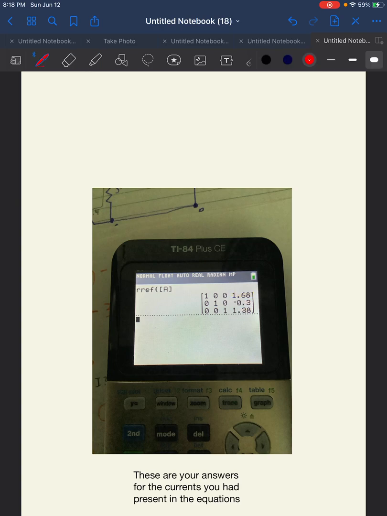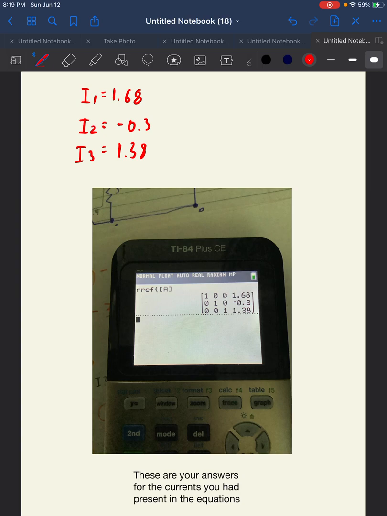So I1 equals 1.68, I2 equals negative 0.3, I3 equals 1.38. Now then, why is it actually negative for I2?